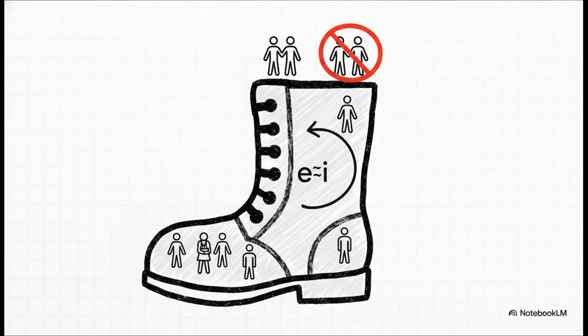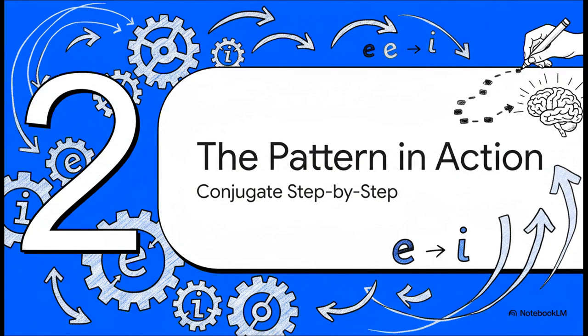So the rule couldn't be simpler. If the pronoun is inside the boot, yo, tú, él, ella, usted, ellos, ellas, ustedes, the stem changes. But if it's nosotros or vosotros, which are hanging out at the top outside of the boot, the stem stays exactly the same, no change. That's the whole secret.